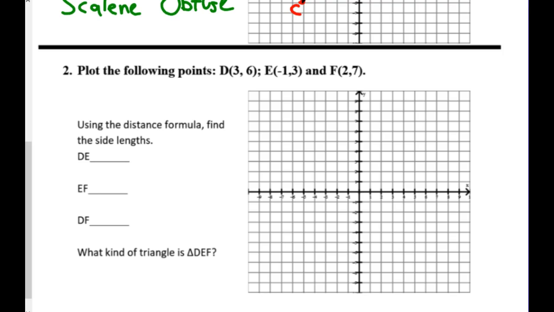Okay, so let's plot the letter D's at 3, 6. Okay, E, -1, 3. And F at 2, 7. So let's go ahead and make straight lines using our protractor.